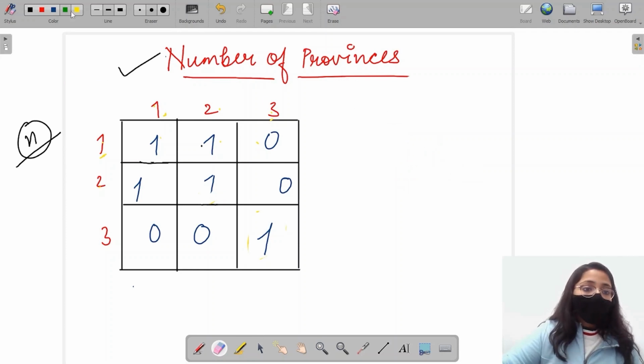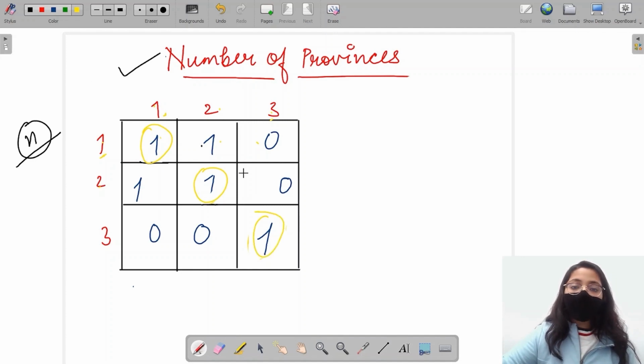Alright. So what we will do, we will go to each city, that is we will go to diagonal positions and we will check whether these are traversed or not.